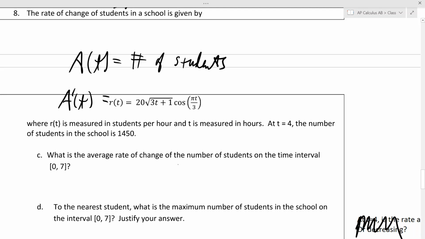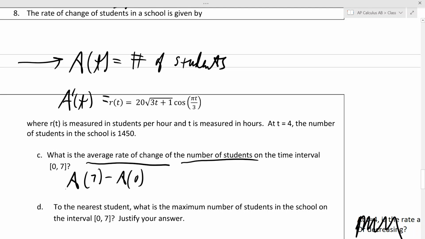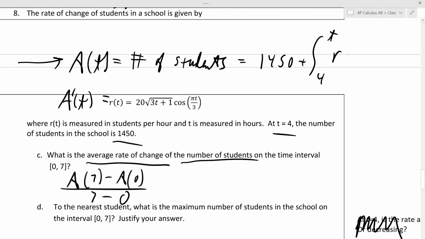Cool. So the average rate of change of number of students on the time interval 0 to 7. So we want the AROC of the number of students. That's A of t. So that should be A of 7 minus A of 0 over 7 minus 0. And also, as in previous questions, because I know there are 1450 at time 4, I know A of t has to be 1450 plus the integral from 4 to t of r of x dx. That's going to tell us how many students there are. So I can find A of 7 and A of 0 using that formula.